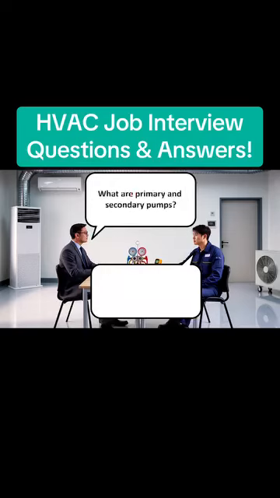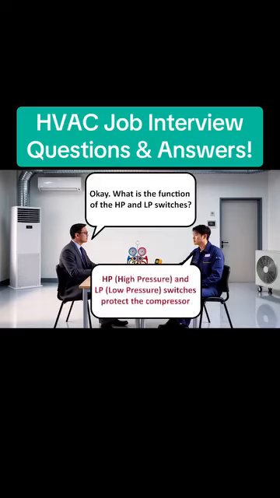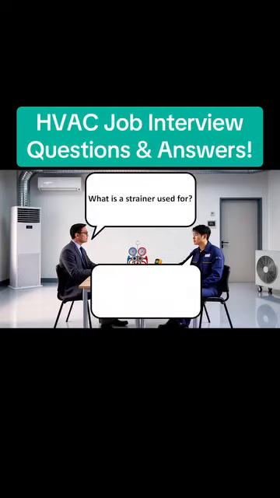What are primary and secondary pumps? Primary pumps circulate chilled water between the chiller and the building, while secondary pumps circulate it through AHUs and FCUs. Okay, what is the function of the HP and LP switches? HP and LP switches protect the compressor from abnormal pressures by shutting it down automatically. What is a strainer used for? It filters out dirt and debris from the chilled water line to protect the equipment.